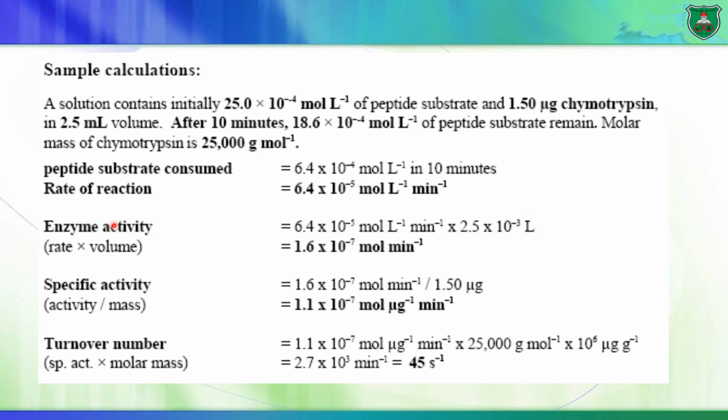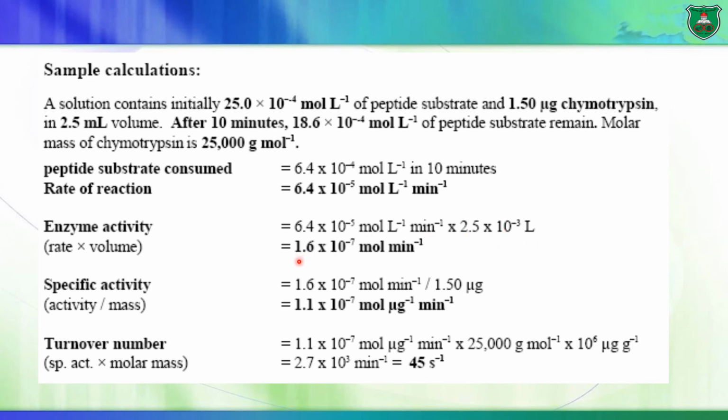So the enzyme activity in this case is the rate of the reaction, okay? That is 1.6 times 10 to the minus 4th, okay? Sorry, it's 6.4 times 10 to the minus 5th times the volume, which is 2.5 times 10 to the minus 3, and that's enzyme activity.